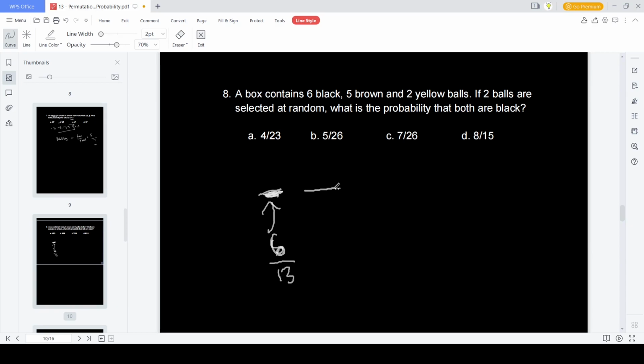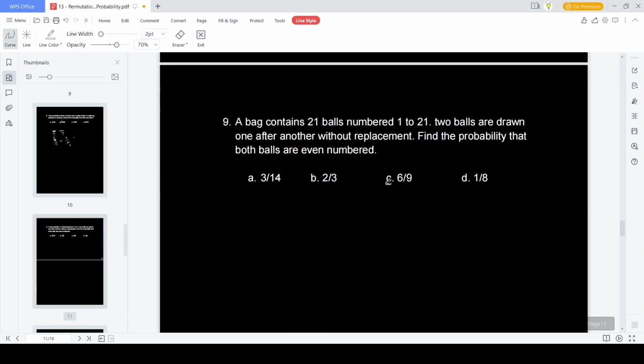And second one also should be black. That means the probability there is how much? Because it is not replaced, there are only 5 balls left. And you divide this by the total number of balls left. That is nothing but 12. And if you want to find the total probability, you just have to multiply because they have to happen at the same time. So 6 ones are 6, twos are 12. This comes as 5 by 26. That's all. Next question.